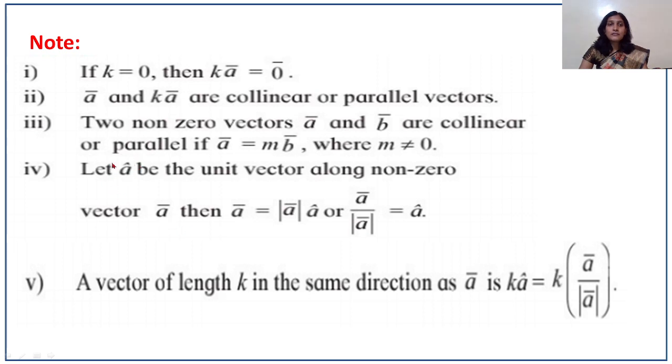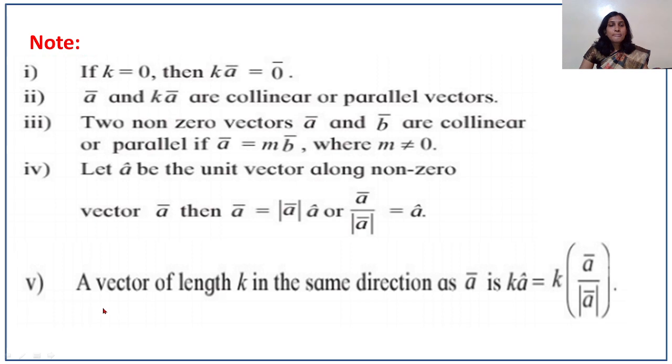If we have to find a cap, then what is a cap? A cap is equal to that vector divided by its magnitude. That is, a cap is equal to a bar upon its magnitude. So remember this point: a cap is that vector divided by its magnitude. You have to remember these two, the third and fourth notes. That is, if one vector is a scalar multiple of another, then they are collinear or parallel. And next, a cap is equal to that vector divided by its magnitude.